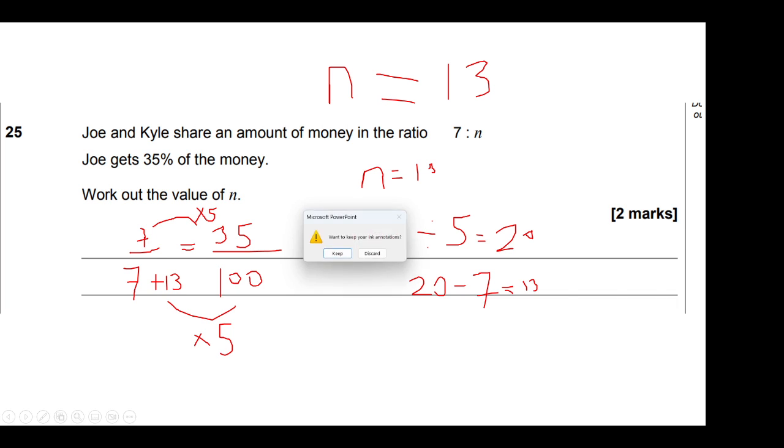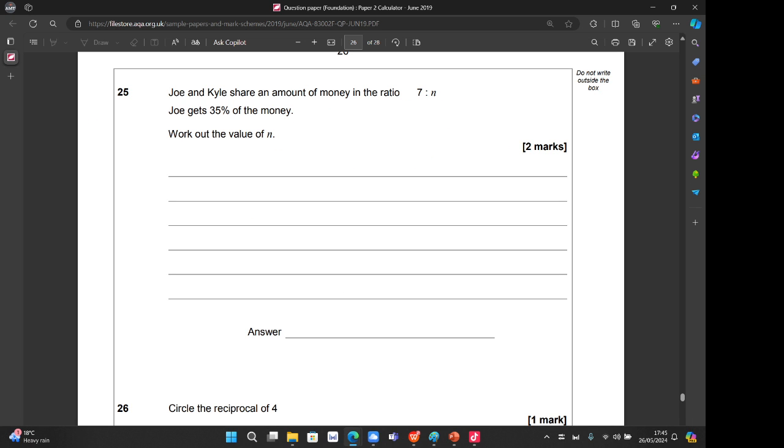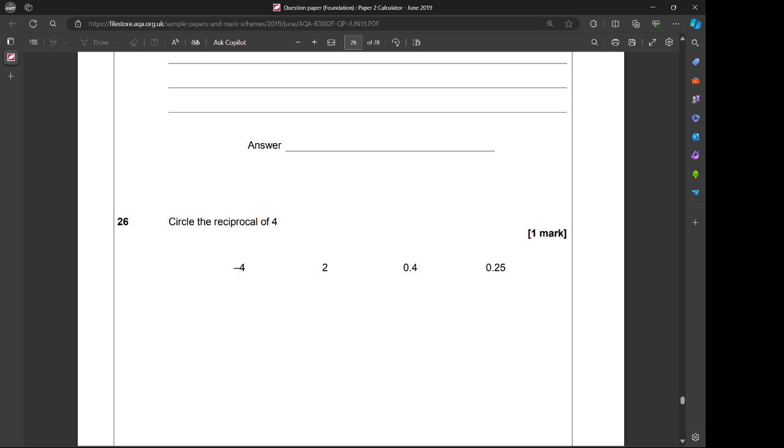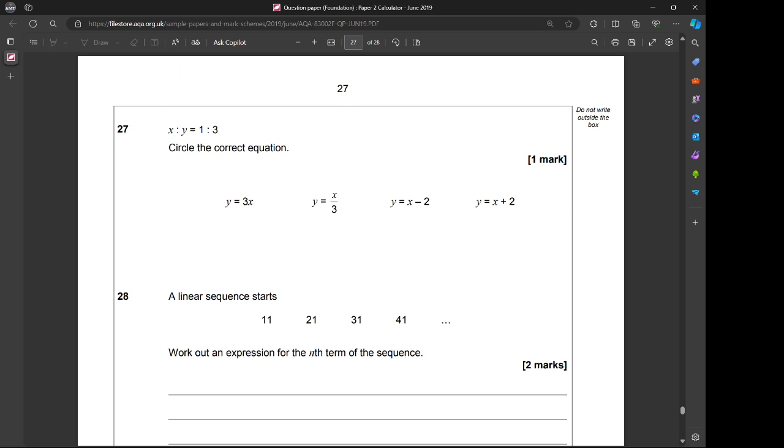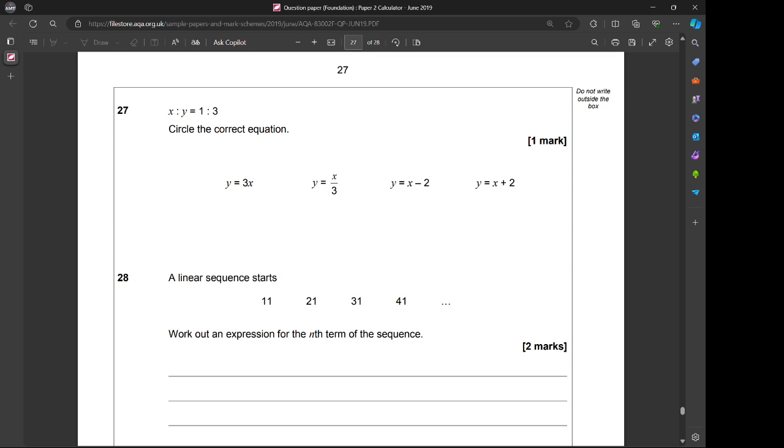Next one, circle the reciprocal of 4. Reciprocal just means 1 over that number. So it'd be 1/4. 1/4 means 1 divided by 4. So our answer is 0.25. There we go. Last few questions now, so last 2 questions. The ratio x to y is 1 to 3. Circle the correct equation. So y is 3 times x. So our answer is y equals 3x. Well done, Rocky. Spot on. Yep, 0.25.